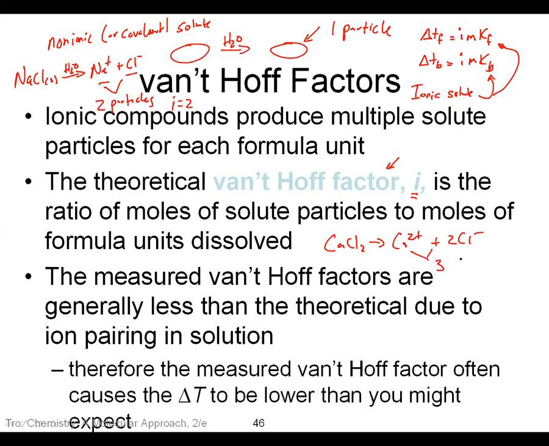Which means for calcium chloride, i would equal 3. So again, you basically just need to incorporate i into the calculation when you're dealing with ionic solutes in freezing point, boiling point, also vapor pressure lowering as well. You would put the i in there. You would also include it with that calculation as well.